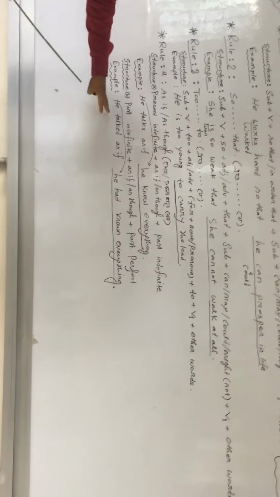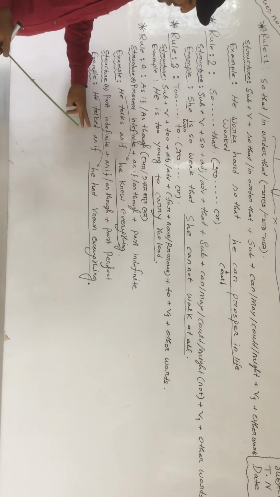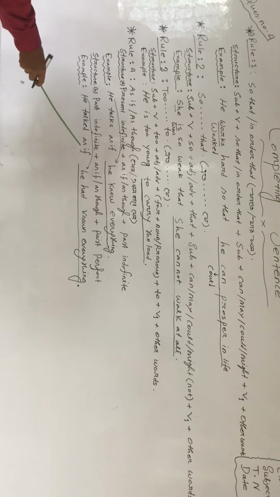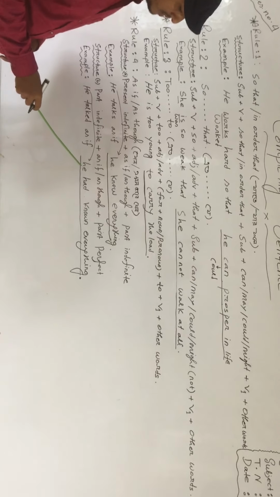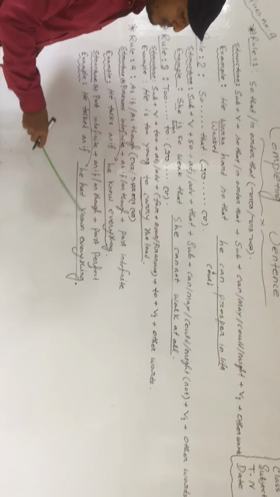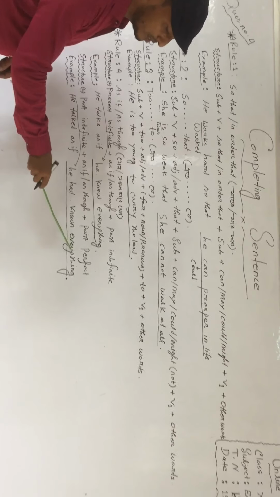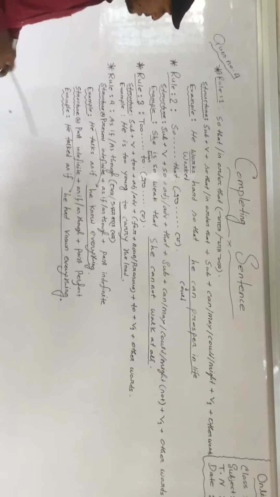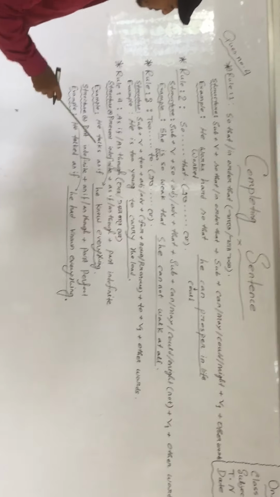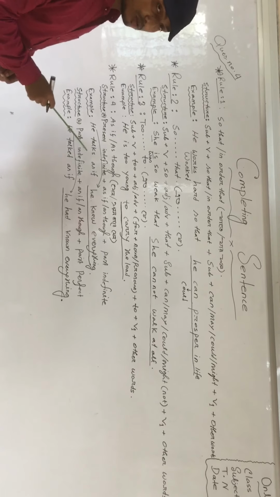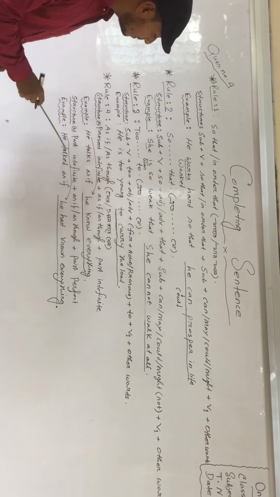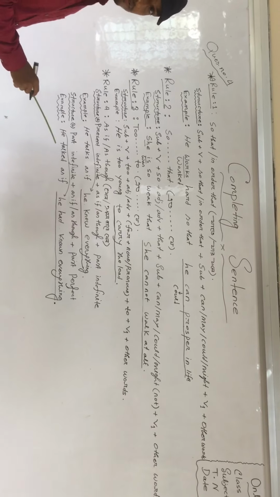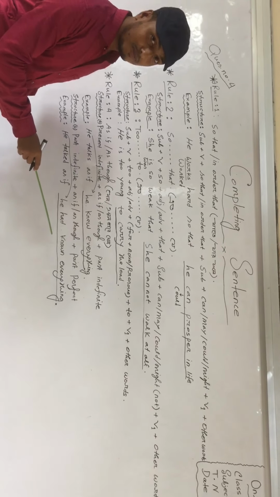The first clause is past indefinite tense: subject plus V2 plus as if, and the second clause is past perfect tense: subject plus auxiliary verb had plus verb 3 plus other words. So you have to follow the first clause. If the first clause is present tense, the second clause will be past tense. And if the first clause is past indefinite, the second clause will be past perfect.